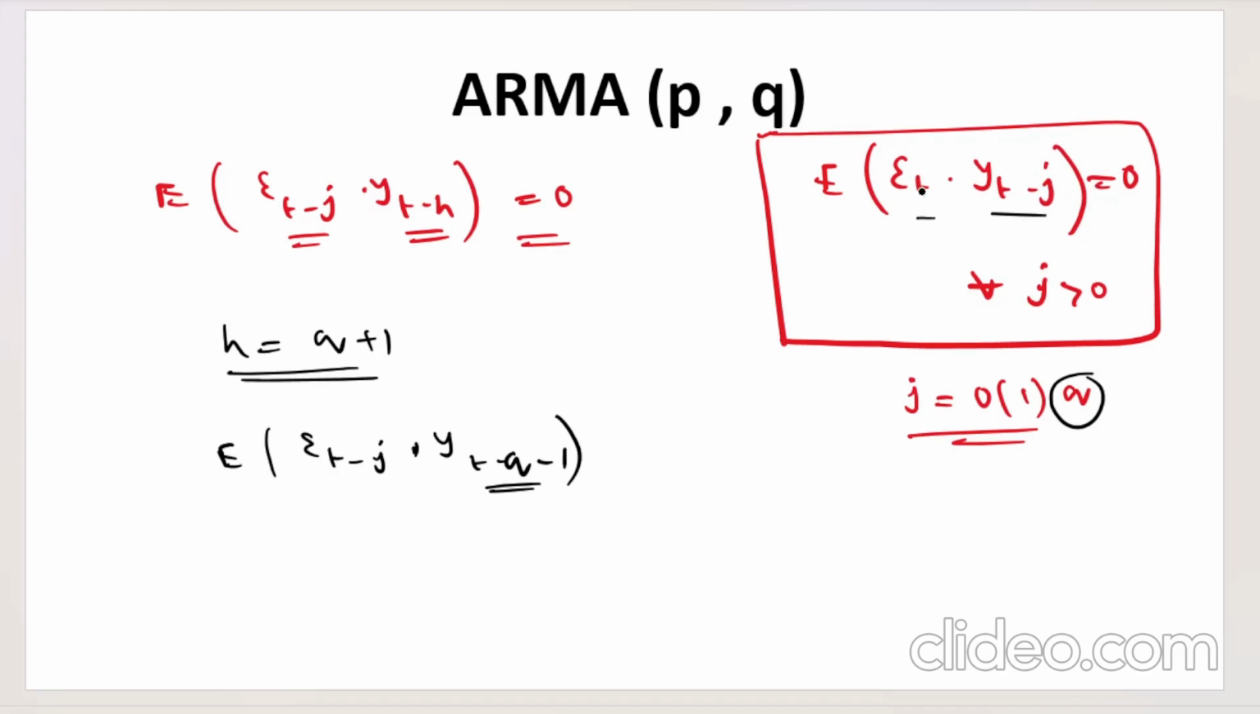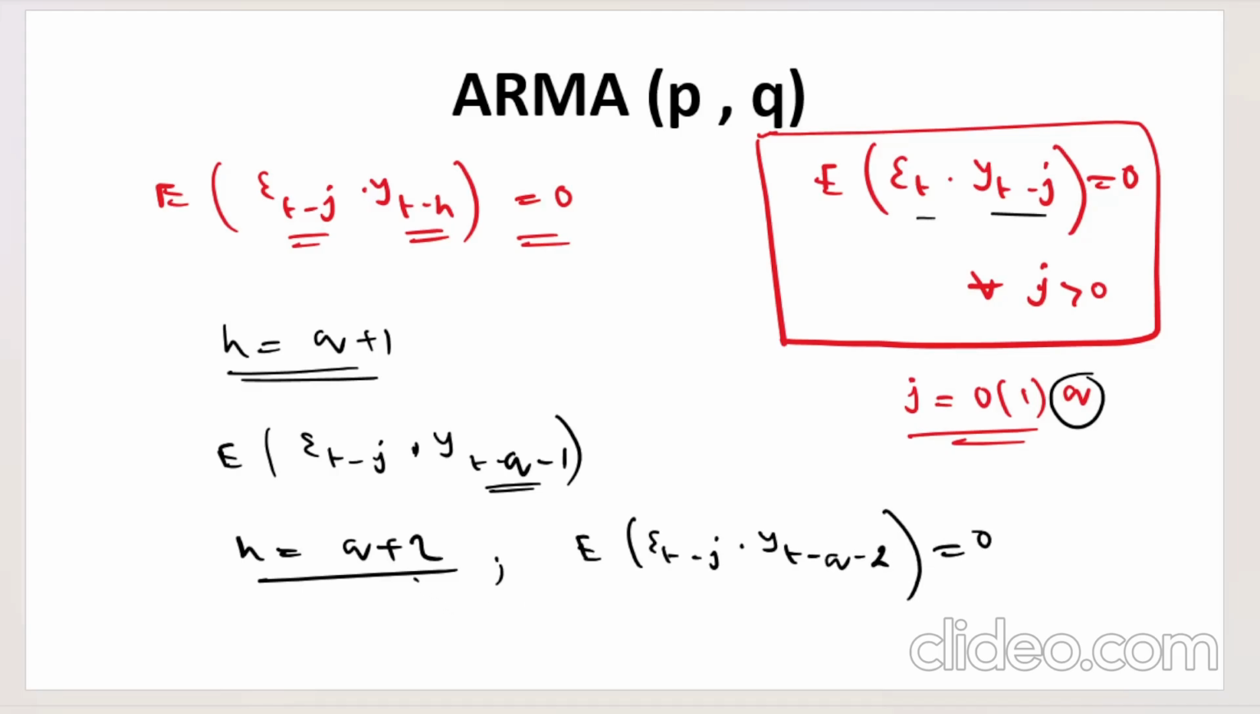So here, if you have t, you need to have positive j in order to make it 0. Here you have epsilon t minus j, so you will have to have something which is less than t minus j. Now j can take values from 0 to q only, so it has to be in this format, t minus q minus 1. Or if you take h as q plus 2, anything greater than q, then this will be epsilon t minus j y t minus q minus 2. So this is again 0, and this will continue. For any h greater than q, this expression is always 0. That is what I am trying to tell you.